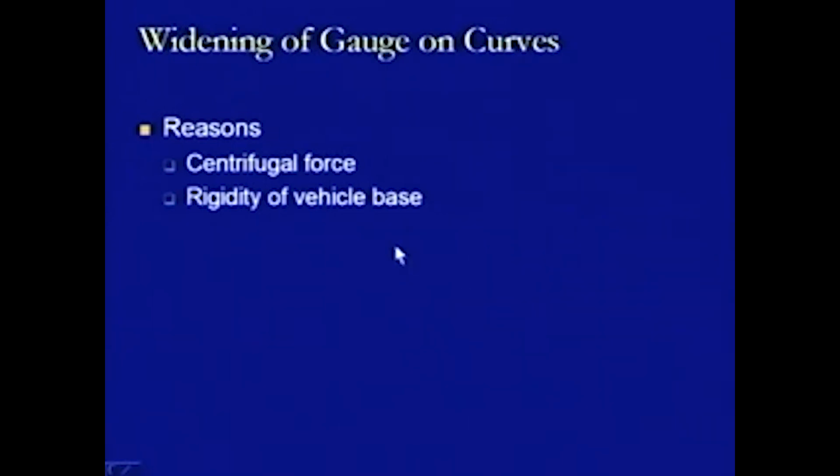Another is the rigidity of the wheelbase. As we have seen, due to the rigidity of the wheelbase, there are certain throws, the end throws or the overthrows at the center or the end of the base. So, due to that reason, again some widening of the gauge is required on the curves.